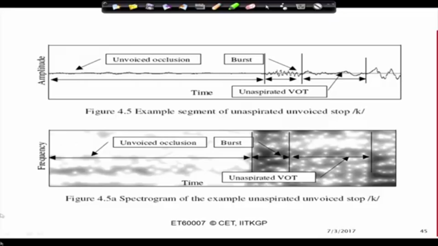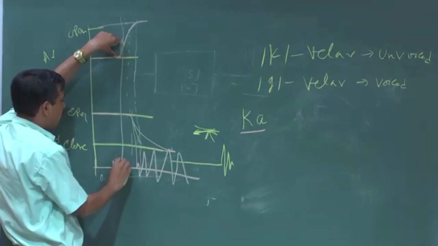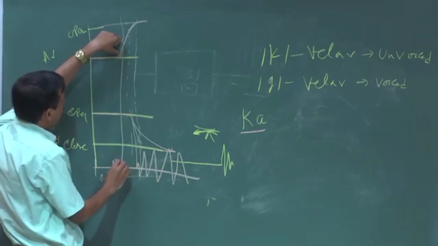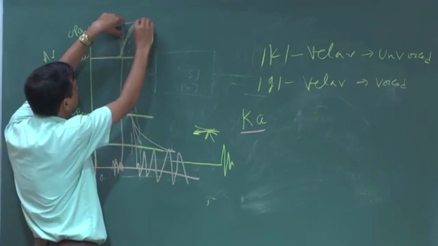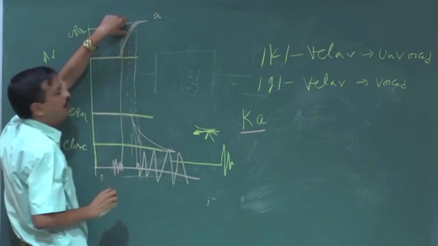If we see in this picture, during the production the articulator is closed, no sound, vocal cords are open. This period we call occlusion. Now the articulator is suddenly released, a burst occurs, and sound suddenly comes, and the articulator tries to move to the position to produce the vowel a.